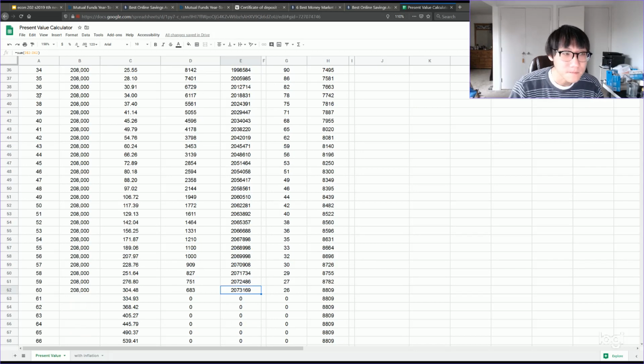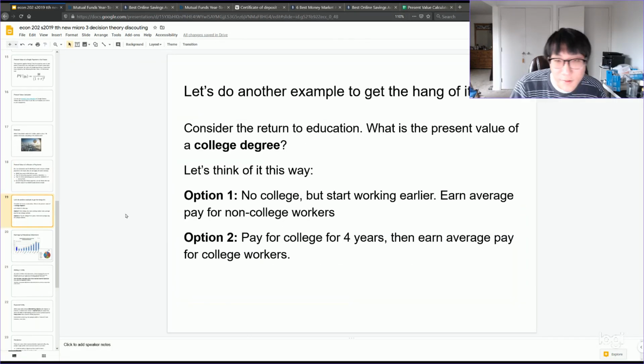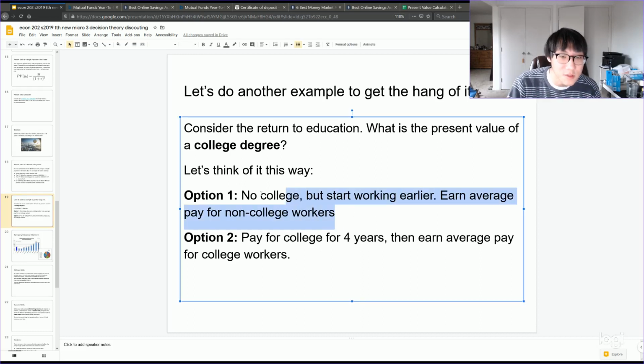Okay, let's do one more example. What's the present value of a college degree? Well, we can think of that in a number of different ways, but let's go with a very simple calculation. Let's compare two alternatives.